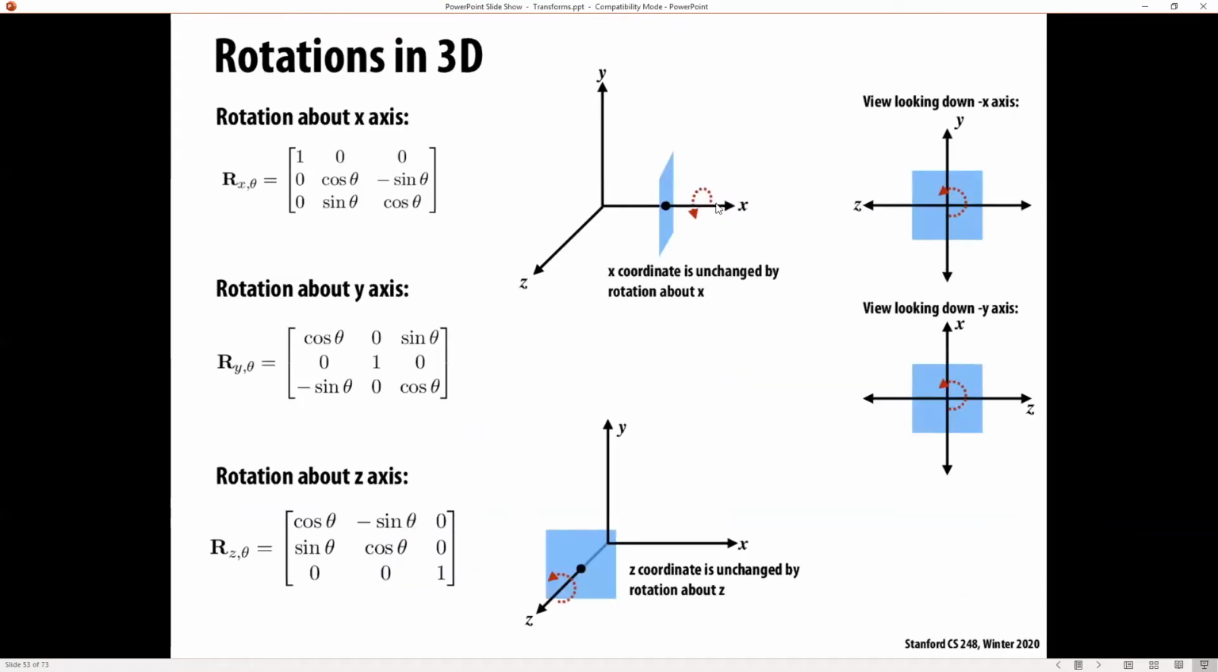If we want to rotate around the x-axis, then nothing changes... sorry, I don't mean if x equals 0. Whatever the x value is, it moves in that plane. The x value doesn't change, right? The y and the z values change if we go around the x-axis.